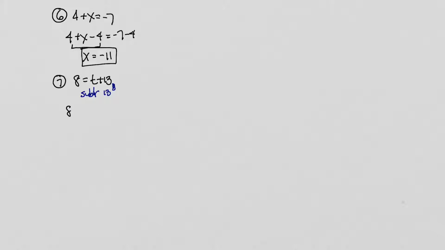So I'll get 8 minus 13 equals t plus 13 minus 13. On this side here, the left side, the 8 minus 13, that's a negative 5. This is equal to t, and then over here, 13 minus 13 is 0. So we get negative 5 is t, okay? Negative 5 is t, that's the same as saying t equals negative 5.